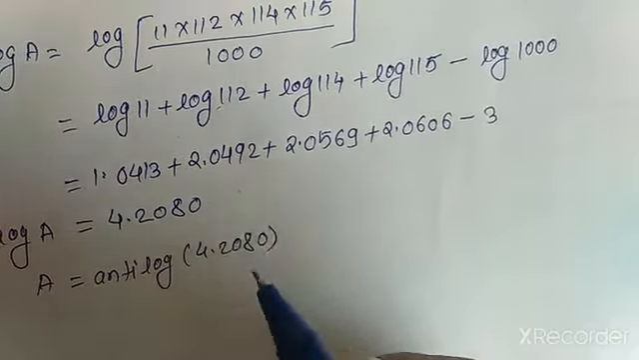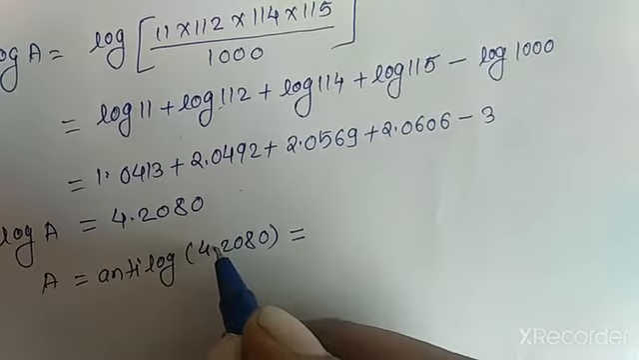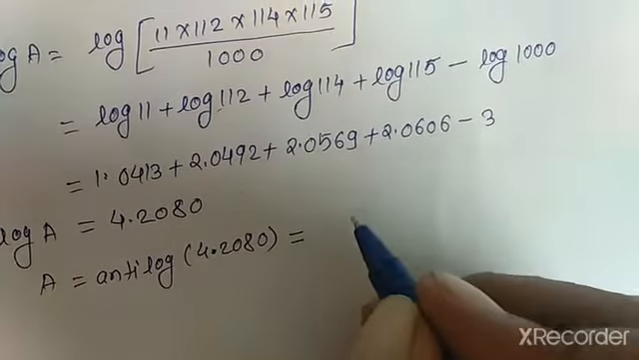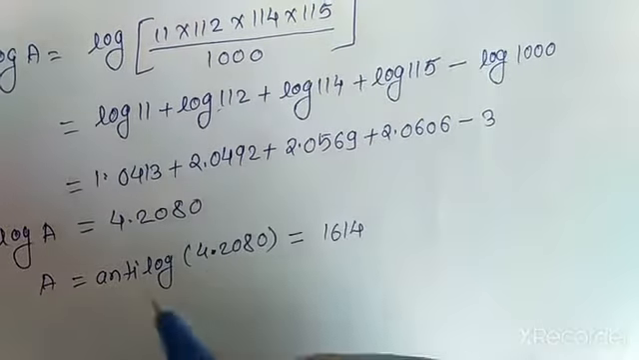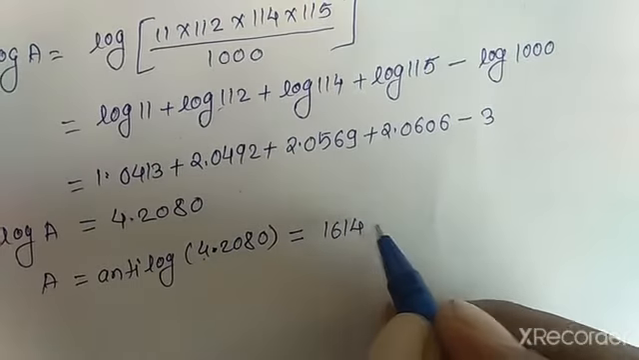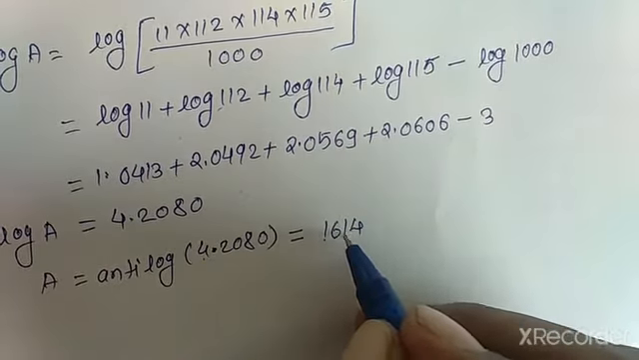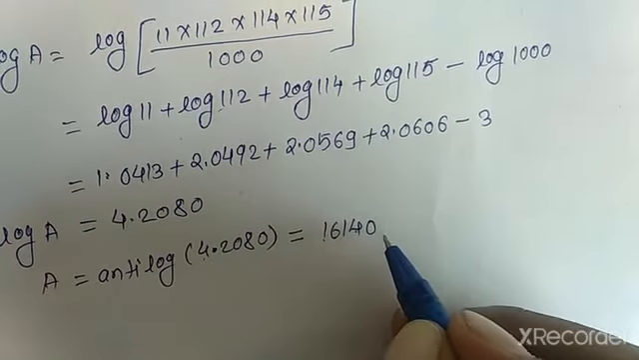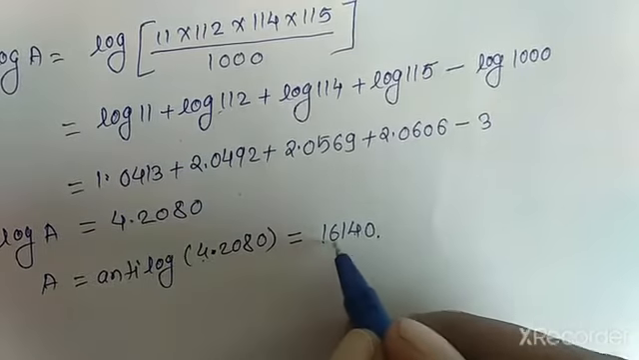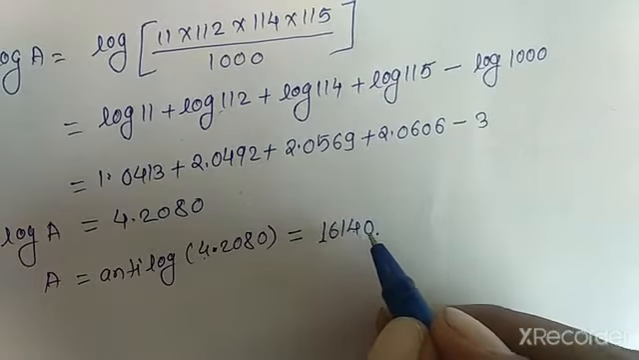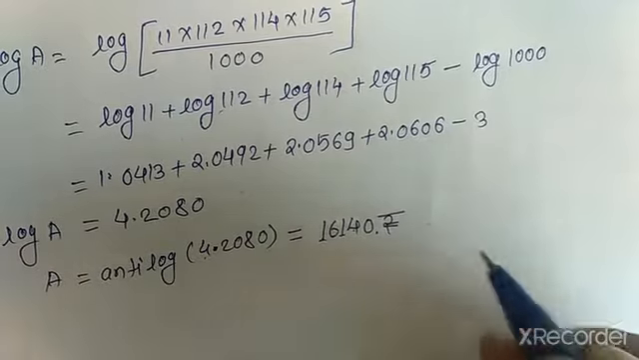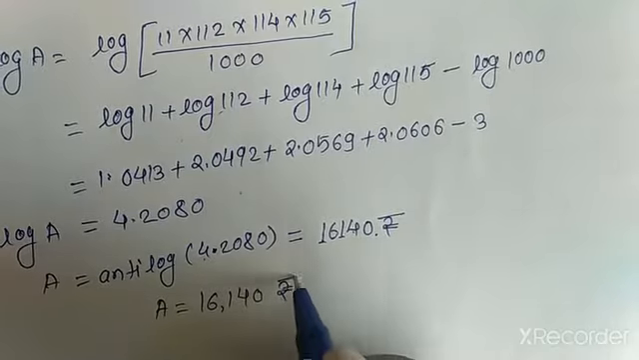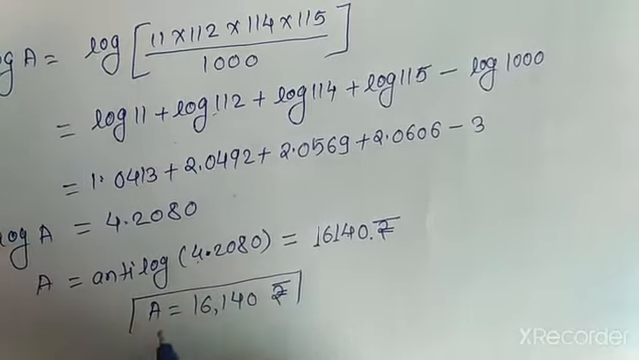4.2080, which will be equal to, here anti-log of 0.2080 is 1614. We have characteristic 4, so after 5 digits we have to put the point, so 1 2 3 4, here are only 4 digits, so we add 0 to its right, so it will be 5 digits, and after that it will be the point, so it will be 16,140 rupees. So amount A is equal to 16,140 rupees, which is our required answer.